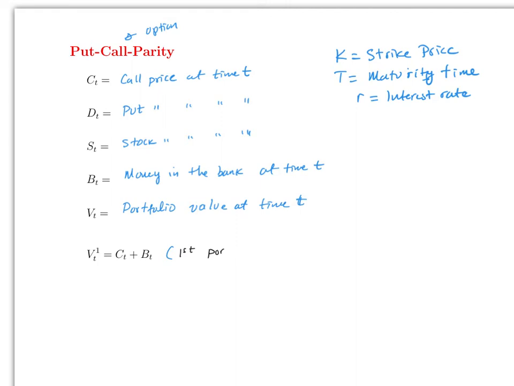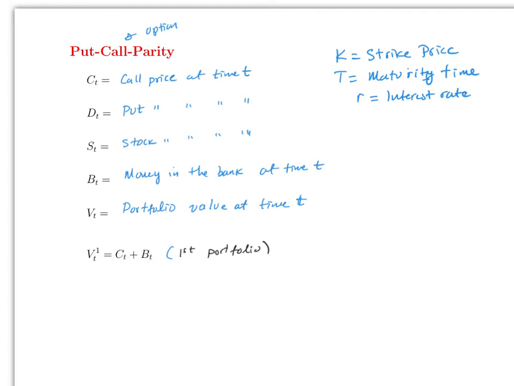The notation is a little cumbersome, but this is technically the one that the book has, so we had to go with that. So this is the first, this denotes the first portfolio. Okay. So here, this is a combination of a call plus the bank account.